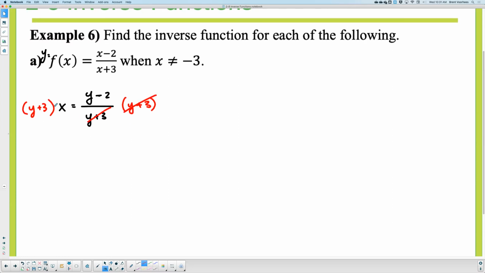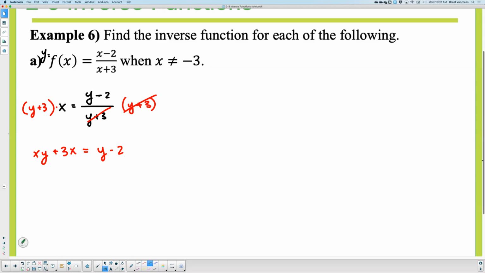What do I do here when I have a parenthesis multiplying? Distribute. So I will have y times x, which I'm going to rewrite as xy. I'm going alphabetical order. Plus 3x equaling y minus 2. Okay, what you do if you have multiple y's, once you get rid of the fraction line, you group your y's together, and we're going to do a factor, a GCF. So I'm going to get my y's together on one side, anything that does not have a y on the opposite side of the equation.